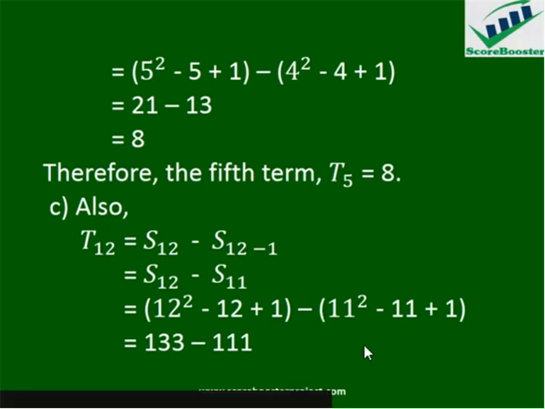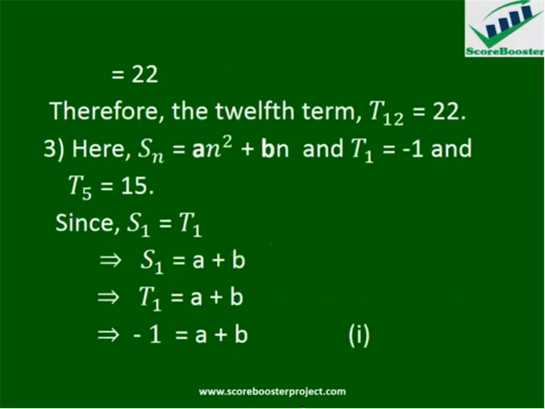Here 12 squared is 144. 144 minus 12 will be 132 plus 1 gives 133. So here 11 squared is 121 minus 11 will be 110 plus 1 is 111. So if you subtract 111 from 133, then we have 22. Therefore, the 12th term of that particular sequence that has a series of n squared minus n plus 1 is 22.